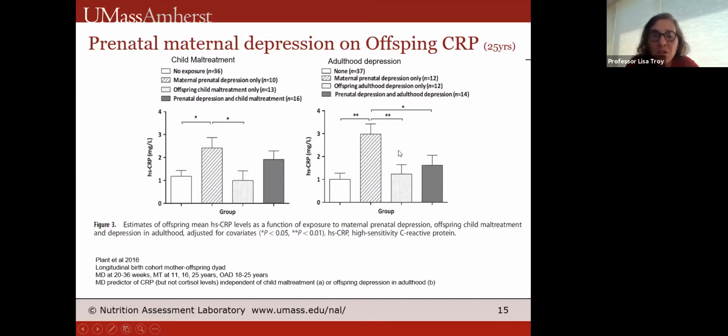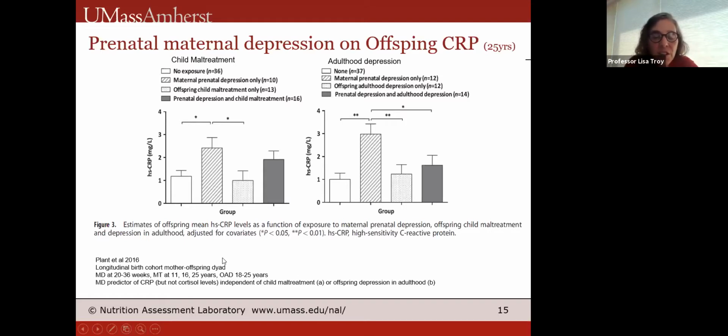When we look at adulthood depression, when the offspring was depressed, they had higher risk of CRP compared to no exposure or no adult depression. They also were at higher risk than if the offspring was only depressed, and if the prenatal depression and adulthood depression were together. So this really is just looking at the interaction effects of childhood maltreatment and the effect of maternal depression.